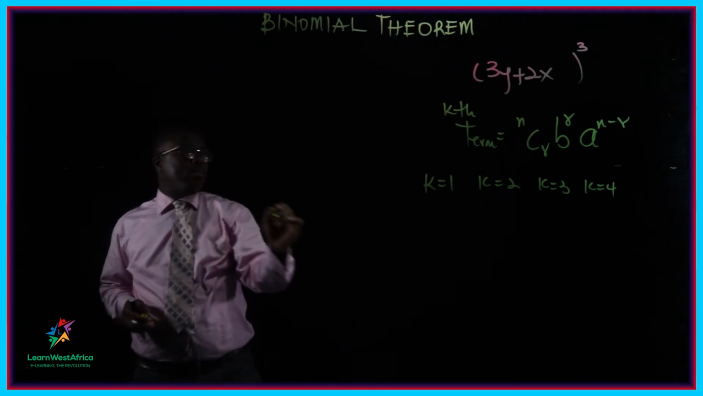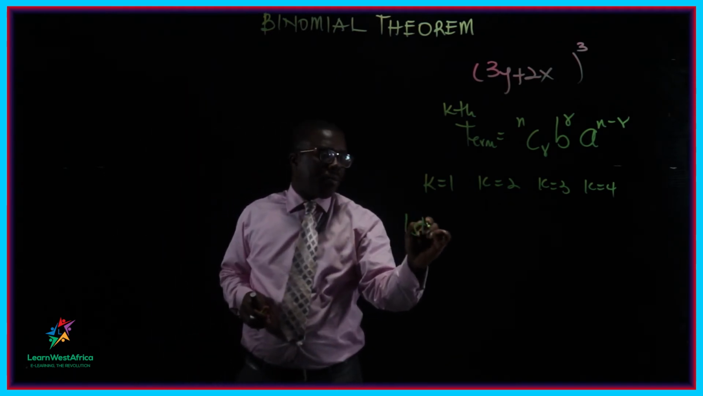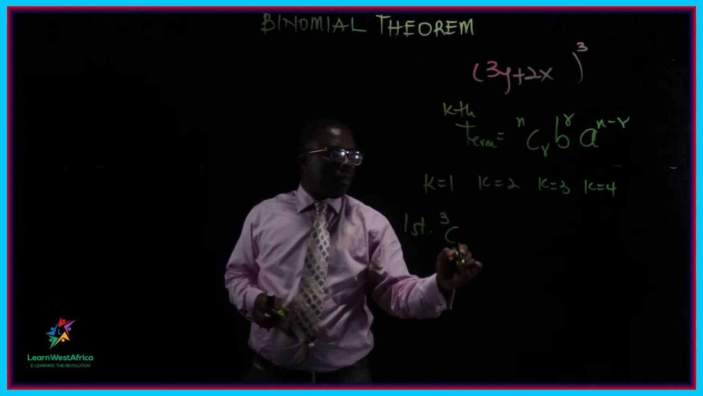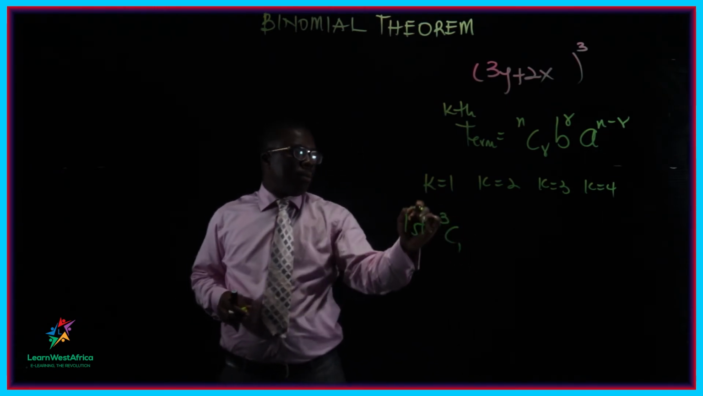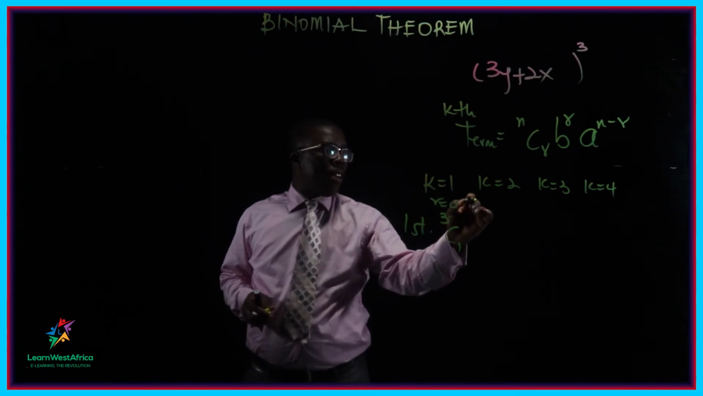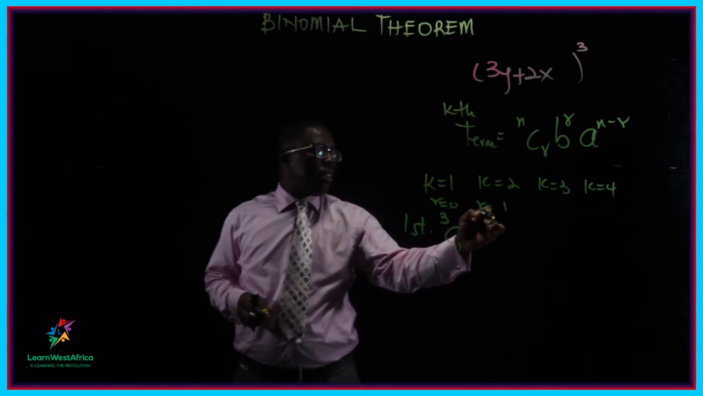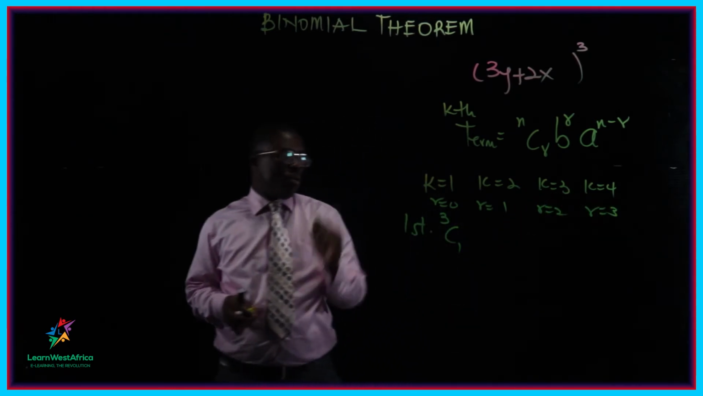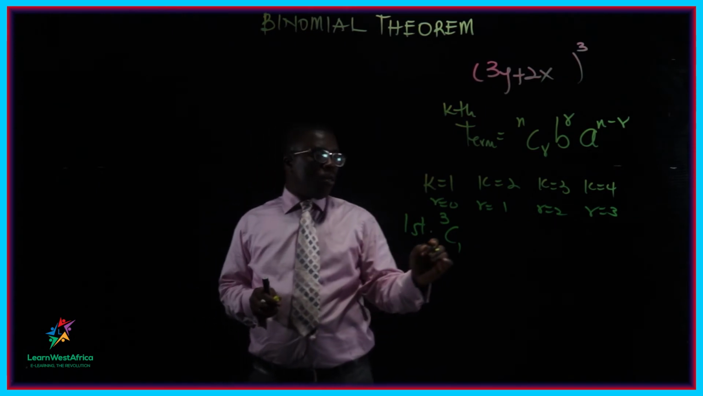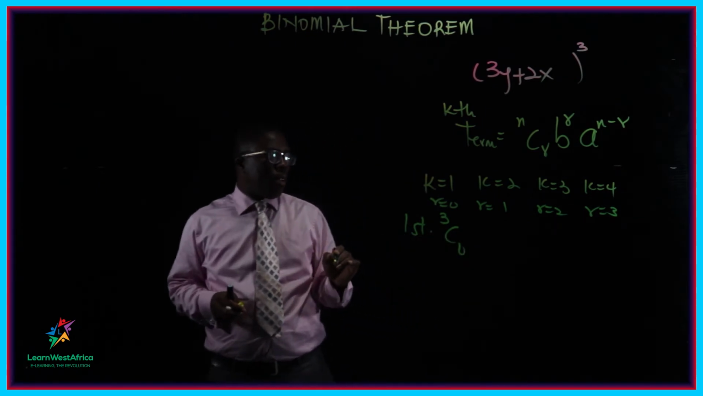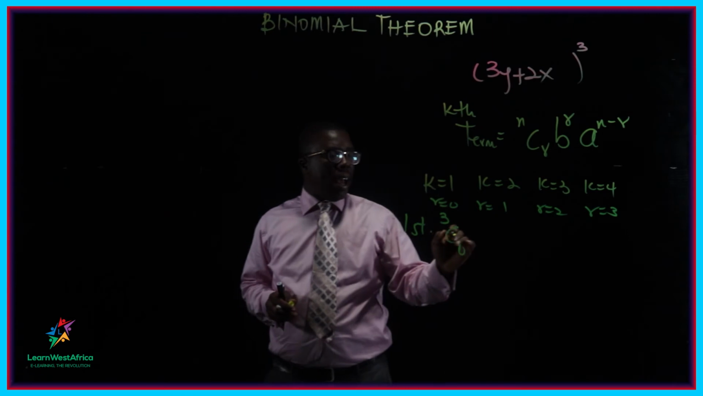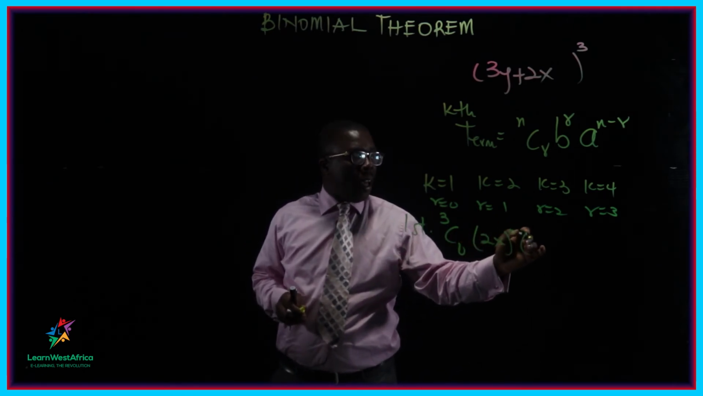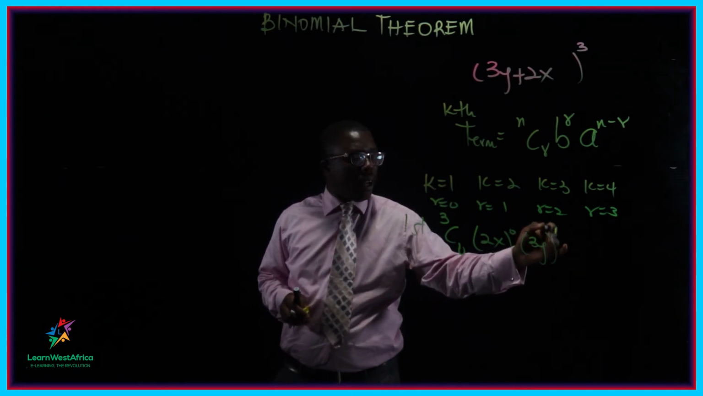Our first term, k1. So you're going to have 3 choose 1. No, our r will be 0 here. Our r will be 1, then 2, then 3. Don't forget, we have to use the values of r. So here is going to be 3 choose 0 for our first term. Then b, which is 2x raised to the power 0. Then our a, 3y raised to the power 1.